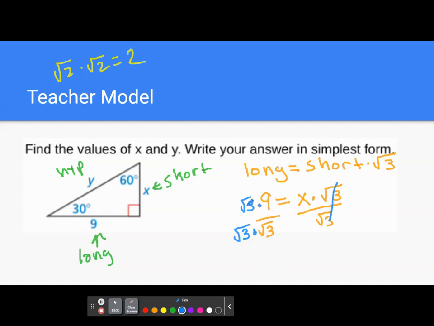Okay. Well, 9 times the square root of 3 is just 9 square roots of 3. And the square root of 3 times the square root of 3 is 3. Got my 3. And that equals x. Now, last thing you need to do is check to see if you can reduce 9 divided by 3. What's 9 divided by 3? So my answer is 3 times the square root of 3 equals x.